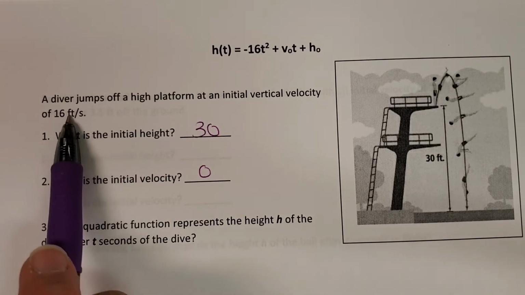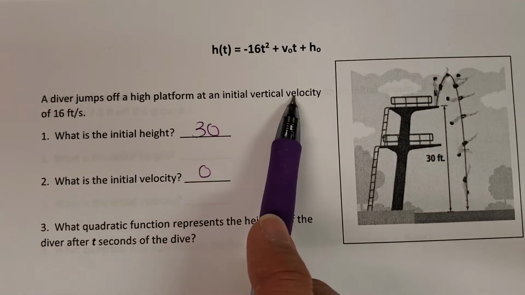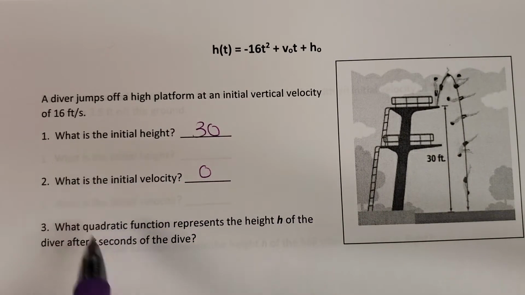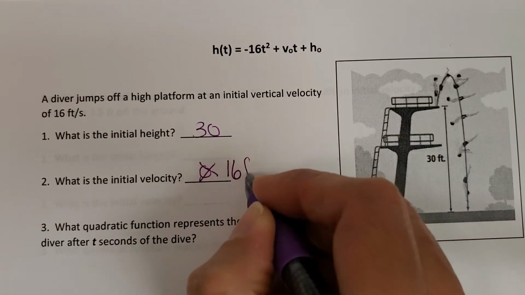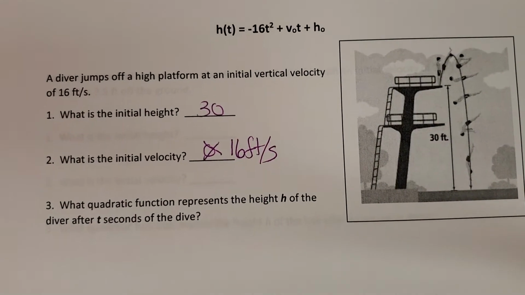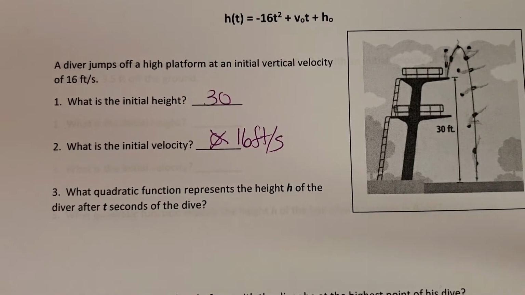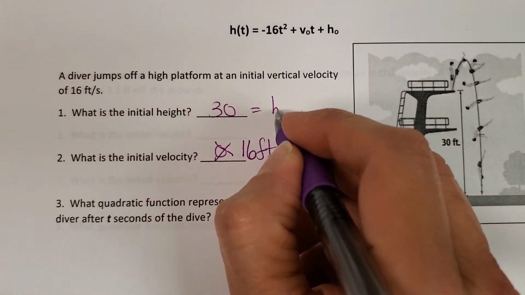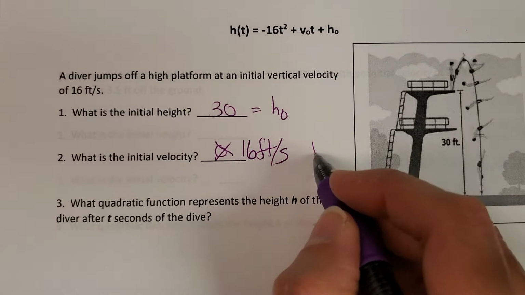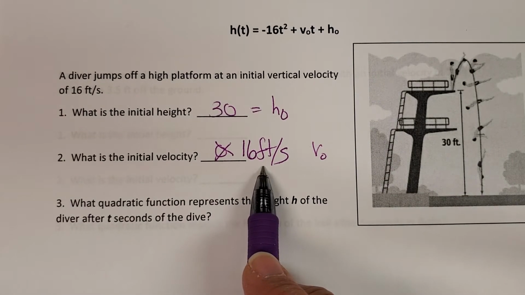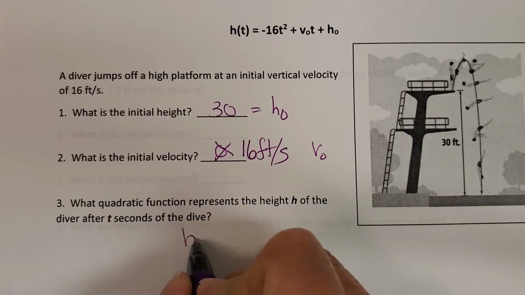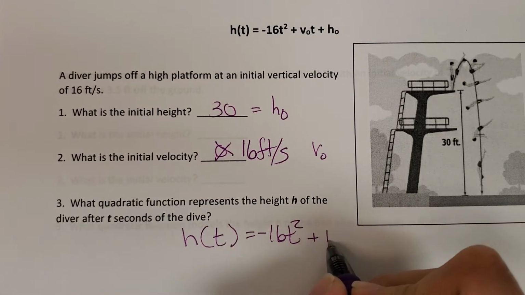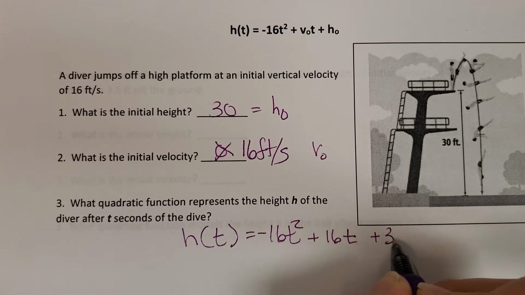And remember, we've got this initial velocity. Sorry, I should read the problem. A diver jumps off the platform at an initial velocity of 16 feet per second. So he is jumping up. It helps to read directions. Okay, so what is the function that represents it? We have to go back to this and fill in what we know, right? This is our h sub 0, that means the height at time 0, and this is our v sub 0, which is our velocity at time 0. We're going to write our equation. So h of t equals negative 16t squared, which is always there, plus 16t plus 30.